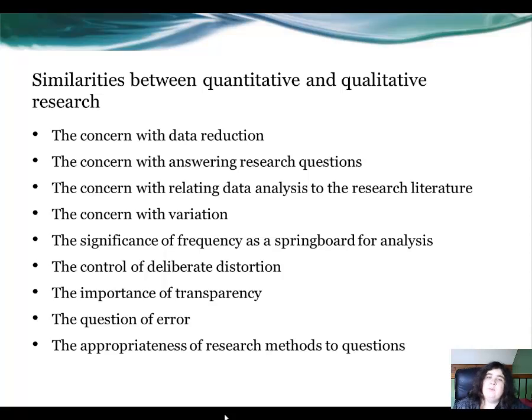The concern with relating data analysis to the research literature. We need to engage the literature in both contexts, and then, in a sense, try to analyse our own data that we developed with the literature. But in the end, one tests the theory, the other theory emerges. The appropriateness of research methods to questions has always got to be considered in both quantitative and qualitative research.